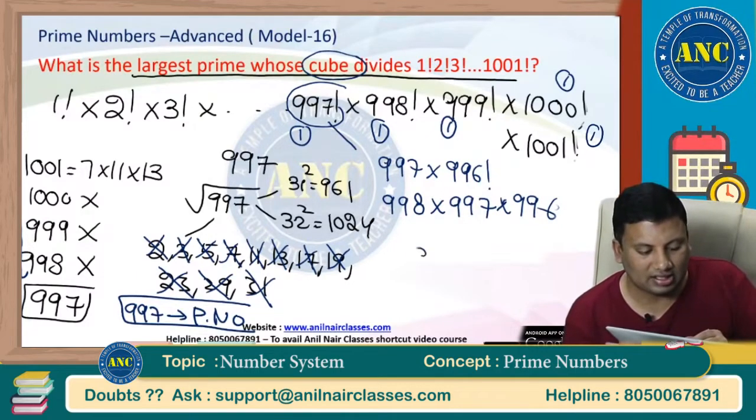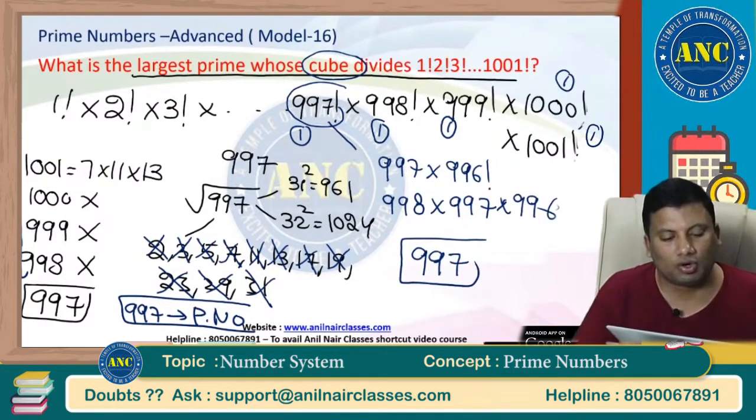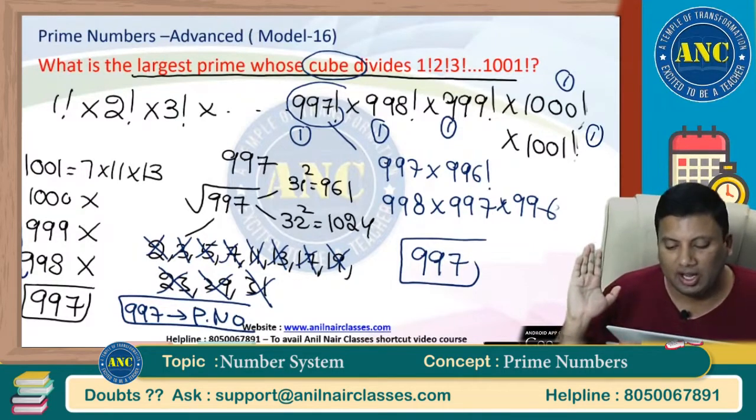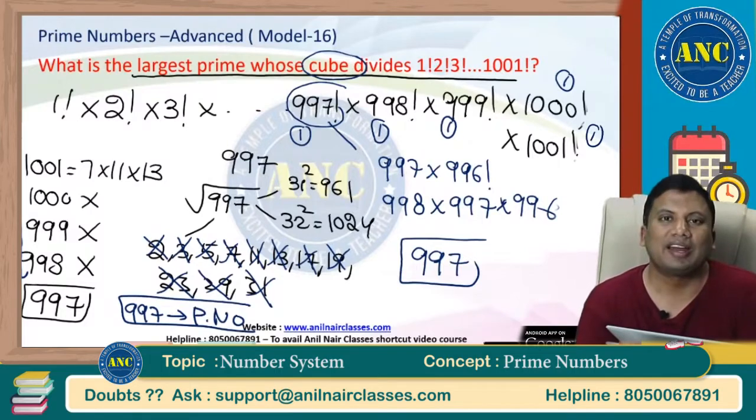Yes. So the answer is, what is the largest number that divides this number? Prime number 997. Good question. Because it is the largest prime number, start from the highest: 1001, 1000, 999, 998, all are out. 997.